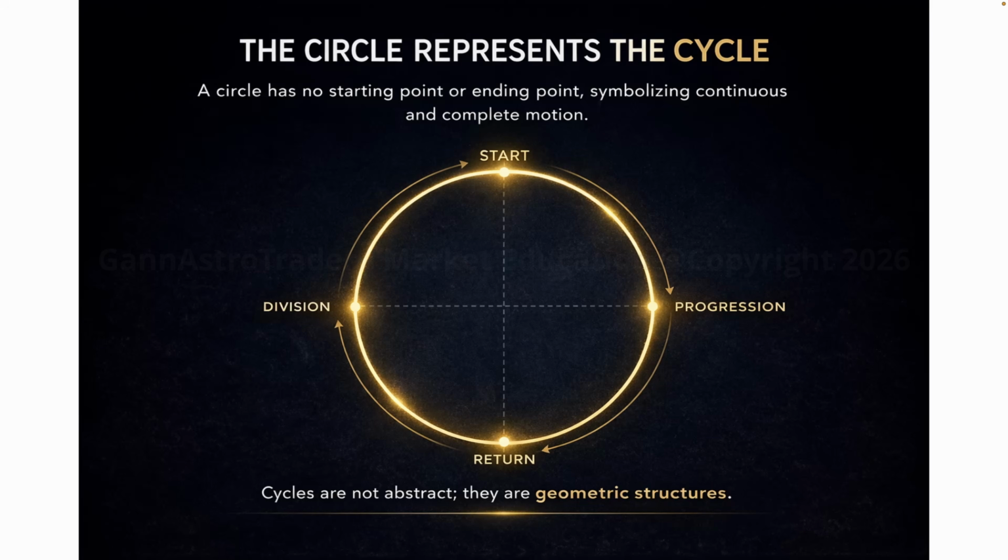It has no starting point and no end point, only continuous motion. This makes it the ideal representation of a cycle. When movement is mapped onto a circle, it becomes possible to track progression, division, and return. The concept of a cycle is not abstract. It is directly tied to this geometric structure.